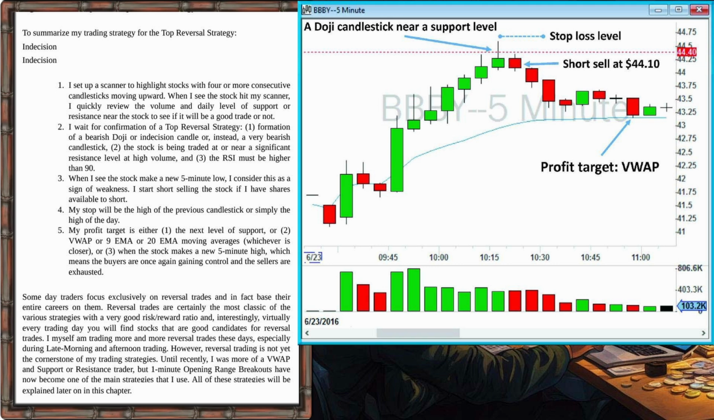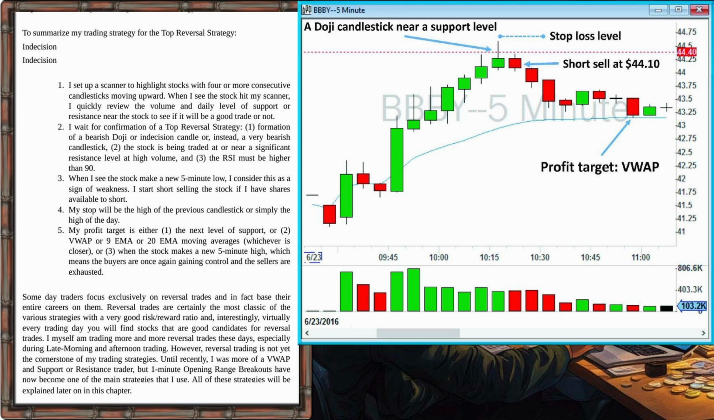The stock is being traded at or near a significant resistance level at high volume. And 3. The RSI must be higher than 90. 3. When I see the stock make a new 5-minute low, I consider this a sign of weakness. I start short selling the stock if I have shares available to short. 4. My stop will be the high of the previous candlestick, or simply the high of the day.